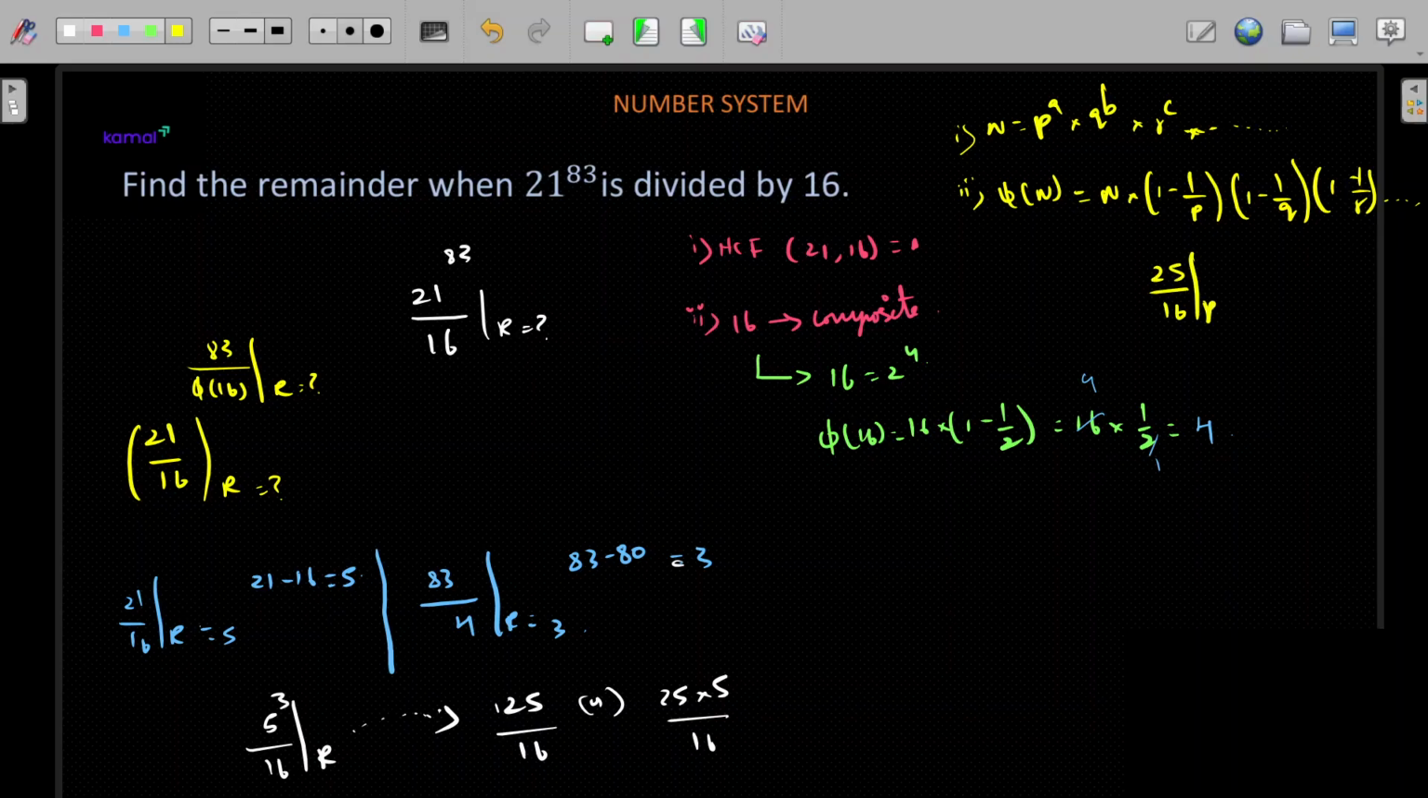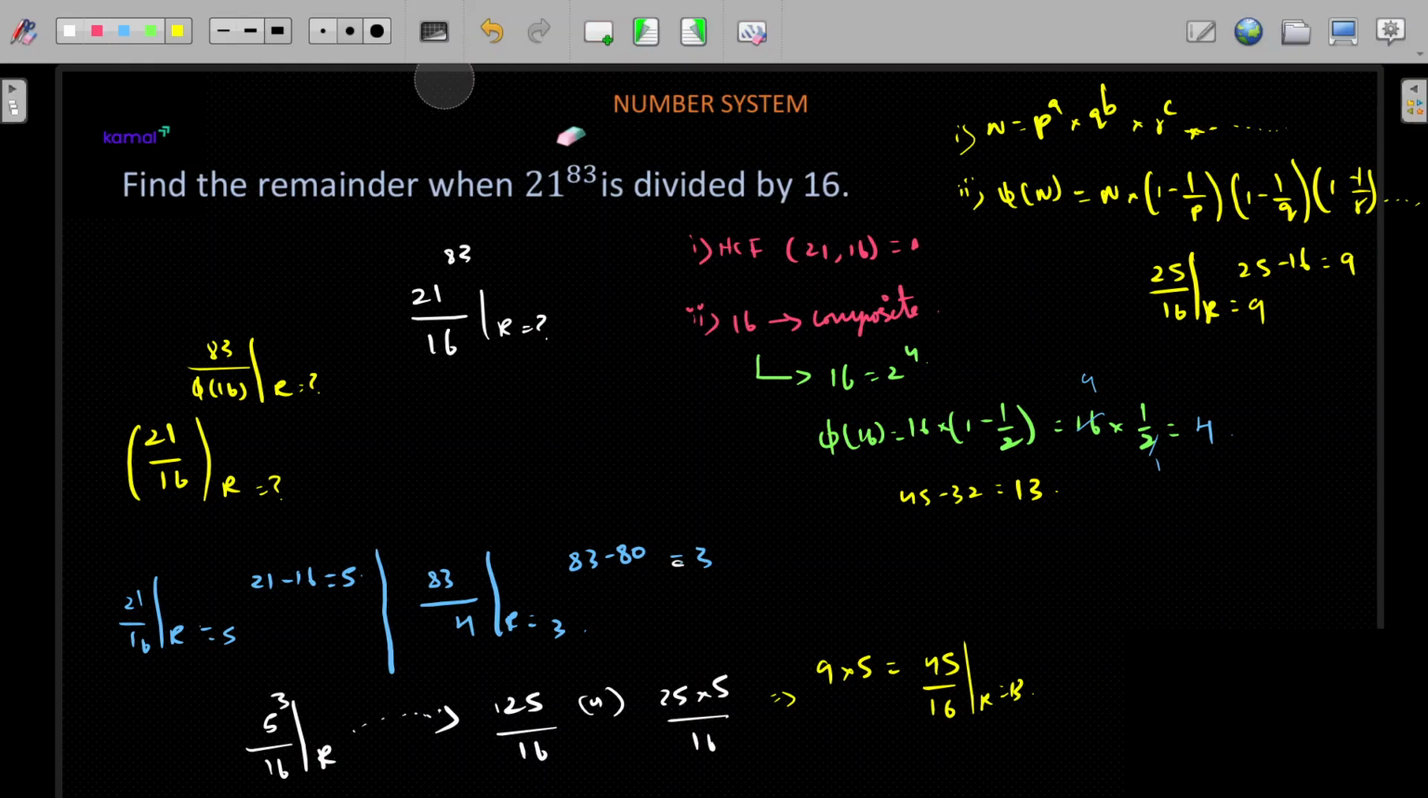So 25 by 16. The highest multiple of 16 which is less than 25 is 16. So 25 minus 16, my remainder is going to be 9. So it will become 9 into 5, which is equal to 45. Again by 16, I have to find the remainder. The highest multiple of 16 which is less than 45 is 32. So 45 minus 32, the difference is going to be 13. So my remainder is 13. So I hope you understand this question.